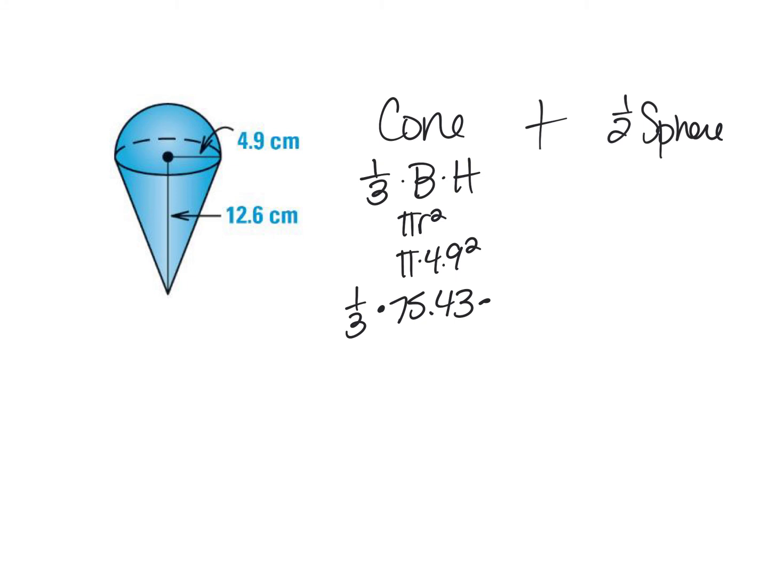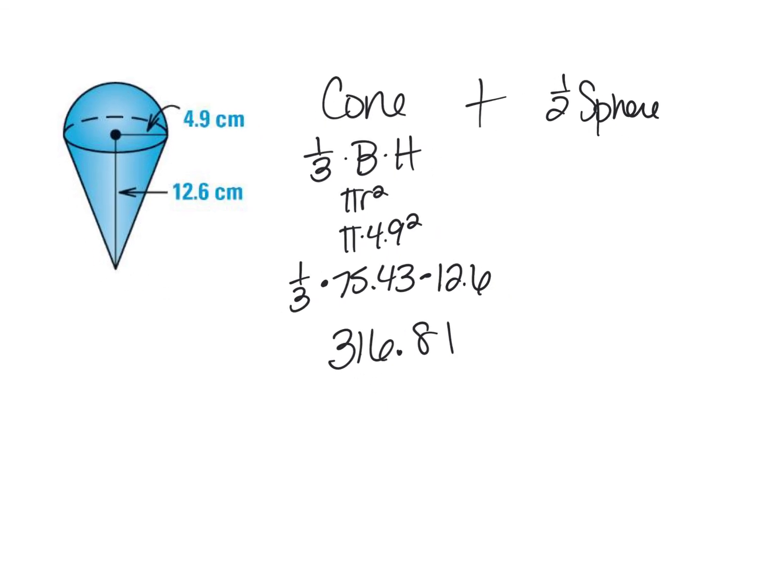And what is the height of your cone? Do they give us the height? Do they give us the slant height? They give us the height, thankfully. So 12.6. So now I'm going to type all of that in my calculator. 1/3 times 75.43 times 12.6. Okay, and we're going to go 2 decimal places, so it would be 316.81.